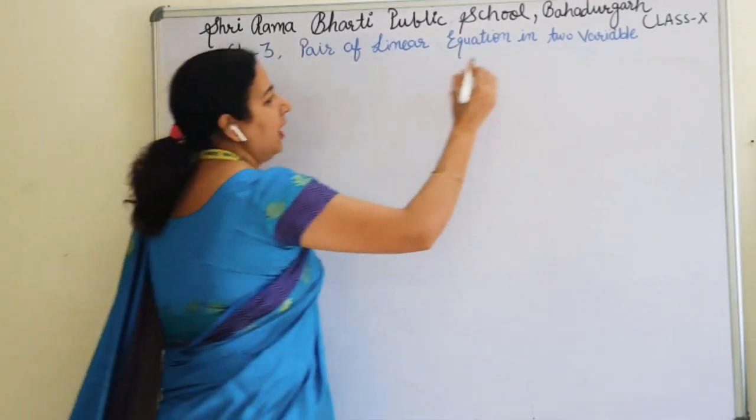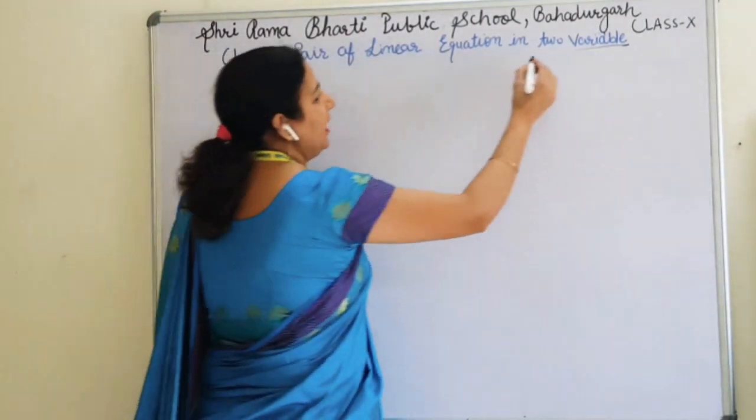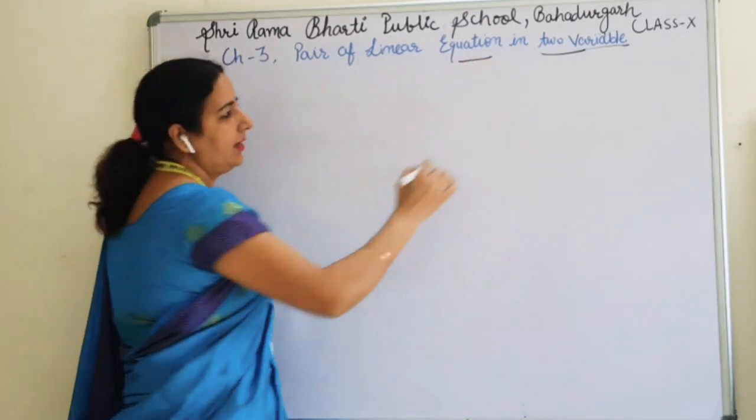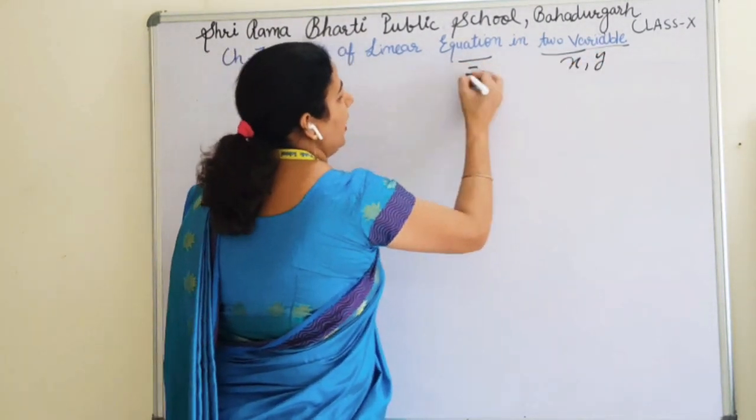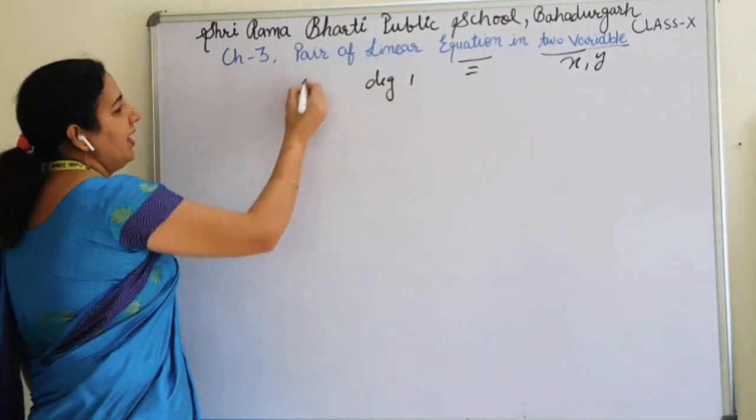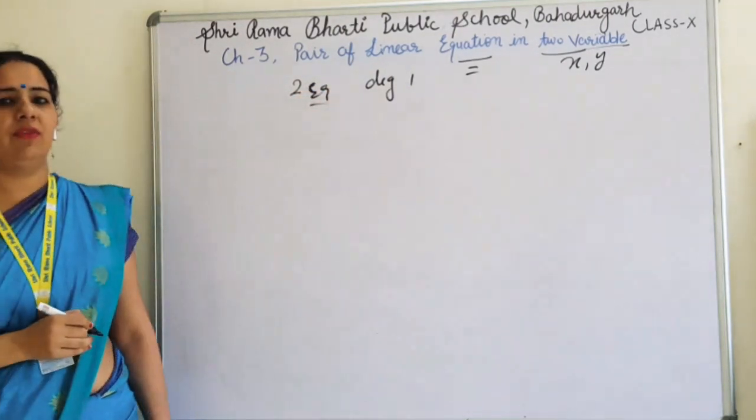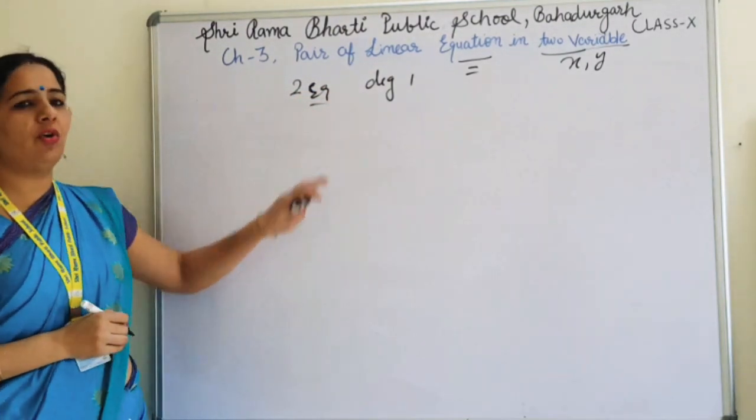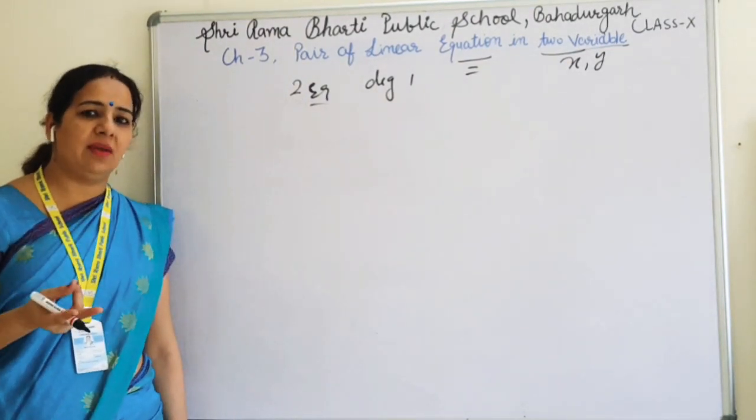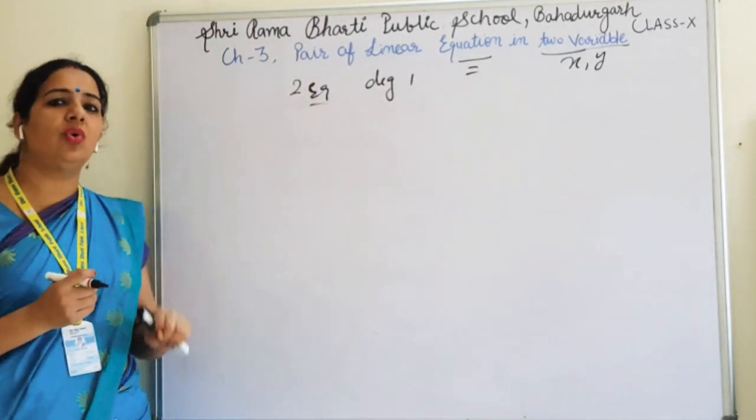Let me start from the last. Variable means x and y. Two means we have to take two variables. Equation means equality sign. Linear means degree 1 and pair means two equations we have to take. So this is the meaning of the chapter, that you have to take two equations in two variables, because we have to take the pair of linear equation, not a single linear equation, two linear equations.